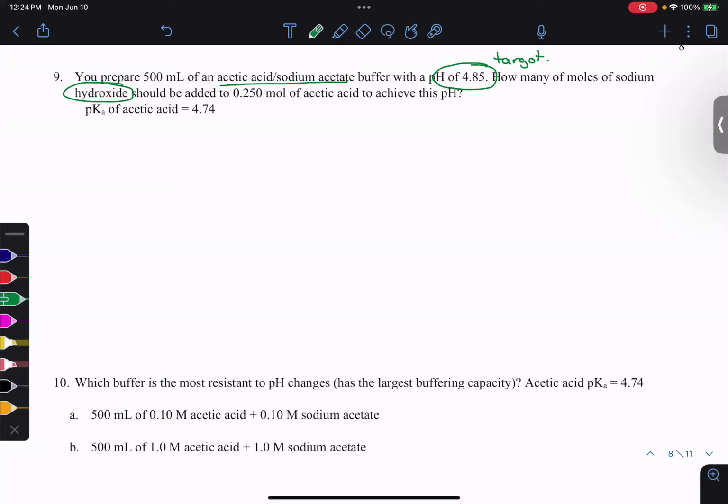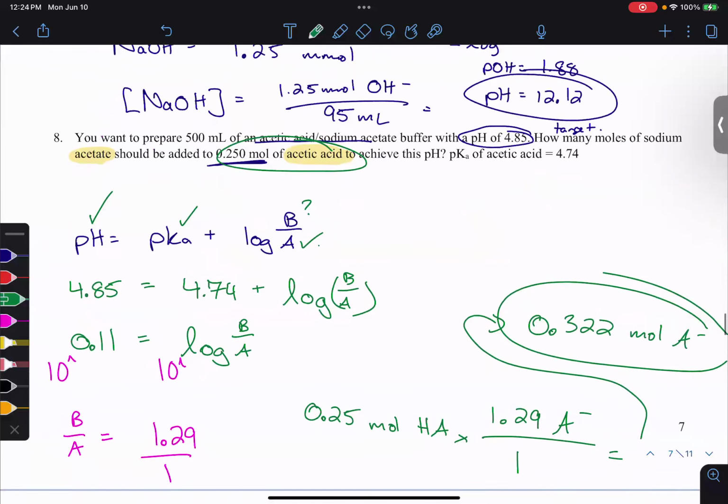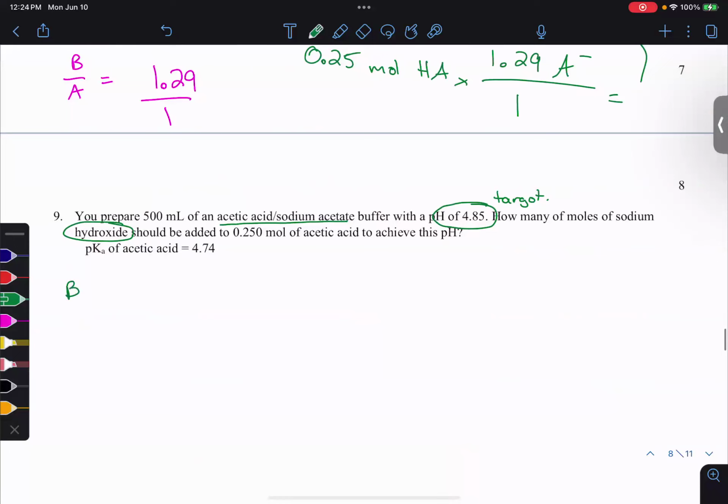So this one's different. This is a type 2 buffer. Notice that in the previous one, we simply got the base to acid ratio, figured out how much acetate we need. But this one's a little bit different. The target pH is the exact same. So I know that my base to acid ratio still needs to be 1.29 over 1. But the problem is a little bit different because here, this is a type 2 buffer where I'm adding sodium hydroxide. So remember, you always have to do a BCA table before you plug it into Henderson-Hasselbalch.